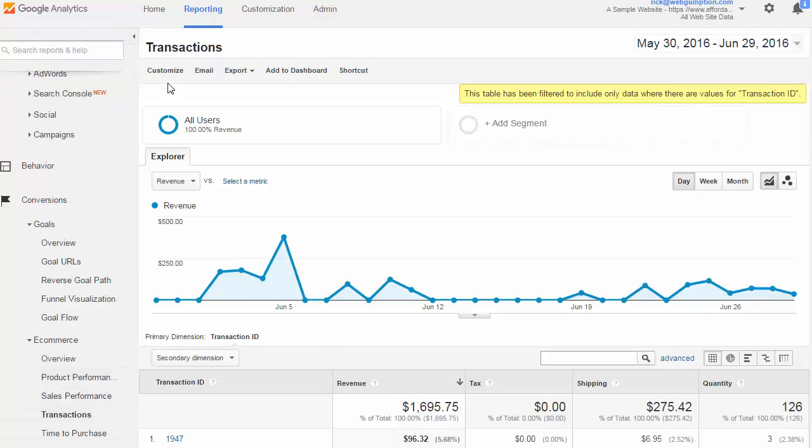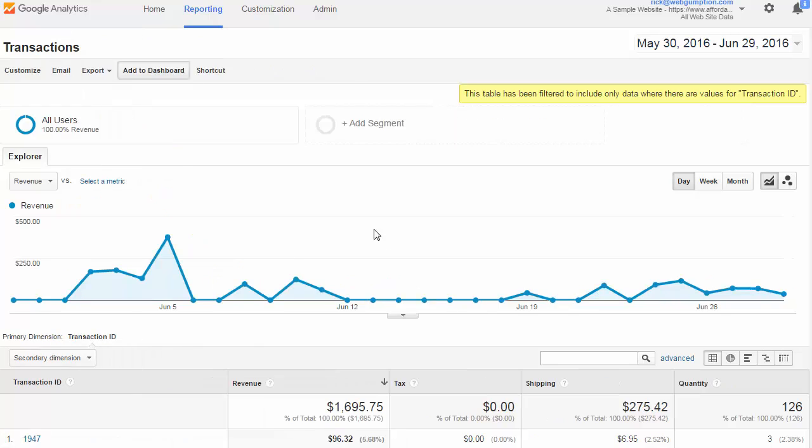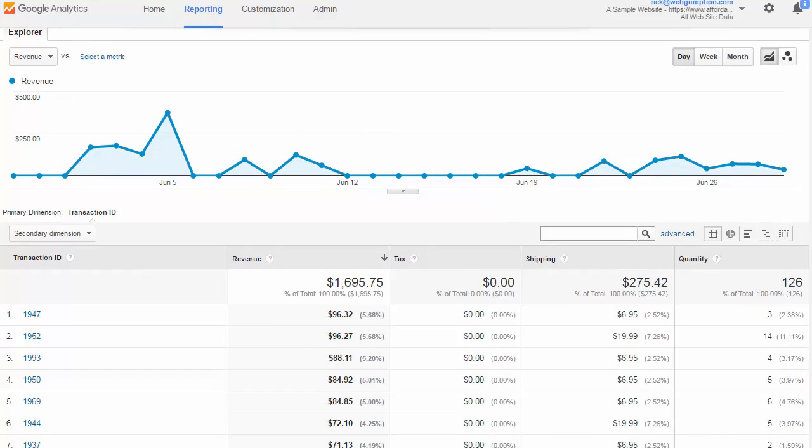The transaction report: left nav, conversions, e-commerce, and transaction. This is where we look at specific transaction IDs and get metrics. So transaction ID 1947, and this is sent from our shopping cart, so we can pair it up with our shopping cart and look at this transaction on that end. It generated $96 in revenue. We did not charge tax for it. Shipping was $6.95, and 3 different products were purchased in that.